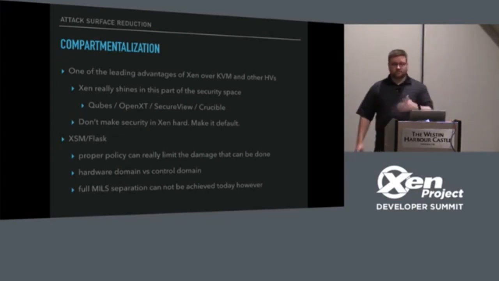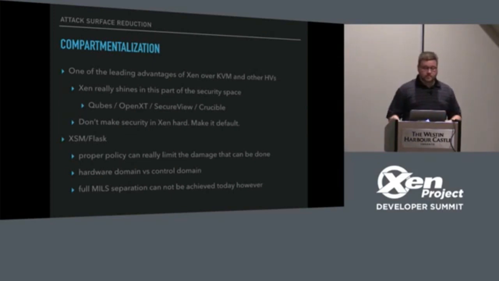So I think the OpenXT guys and some other guys mentioned it, one of the leading advantages of Xen over KVM is security and compartmentalization. It really shines, but we have to focus on not making security in Xen hard. Make it default, because right now a lot of the security bits are off by default. Really advertise XSM Flask, turn it on by default because it can limit a lot of damage.